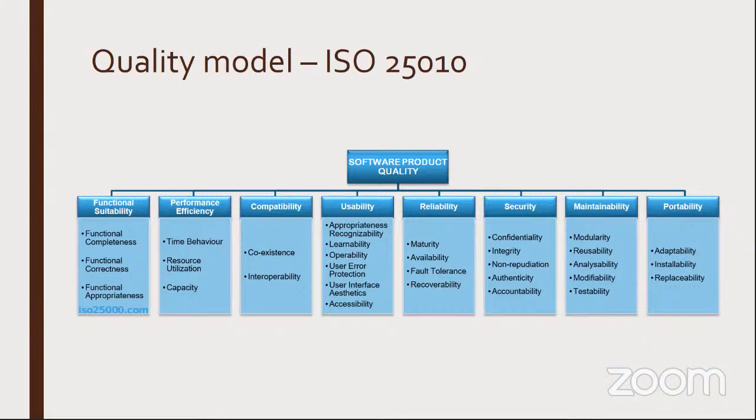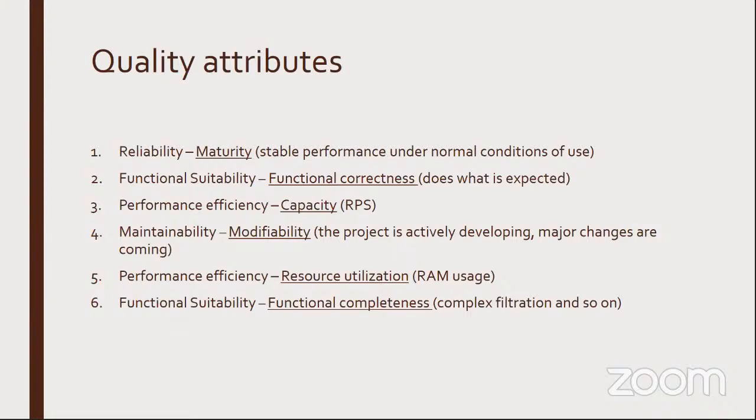So let's go to our quality analysis. We took the quality model ISO 25010 and tried to understand which characteristics are more relevant. We had an interview with our customer, and he said that the most important is reliability. So it's important to have stable performance under normal conditions and high load. Next one is functional stability and the sub-characteristic functional correctness.